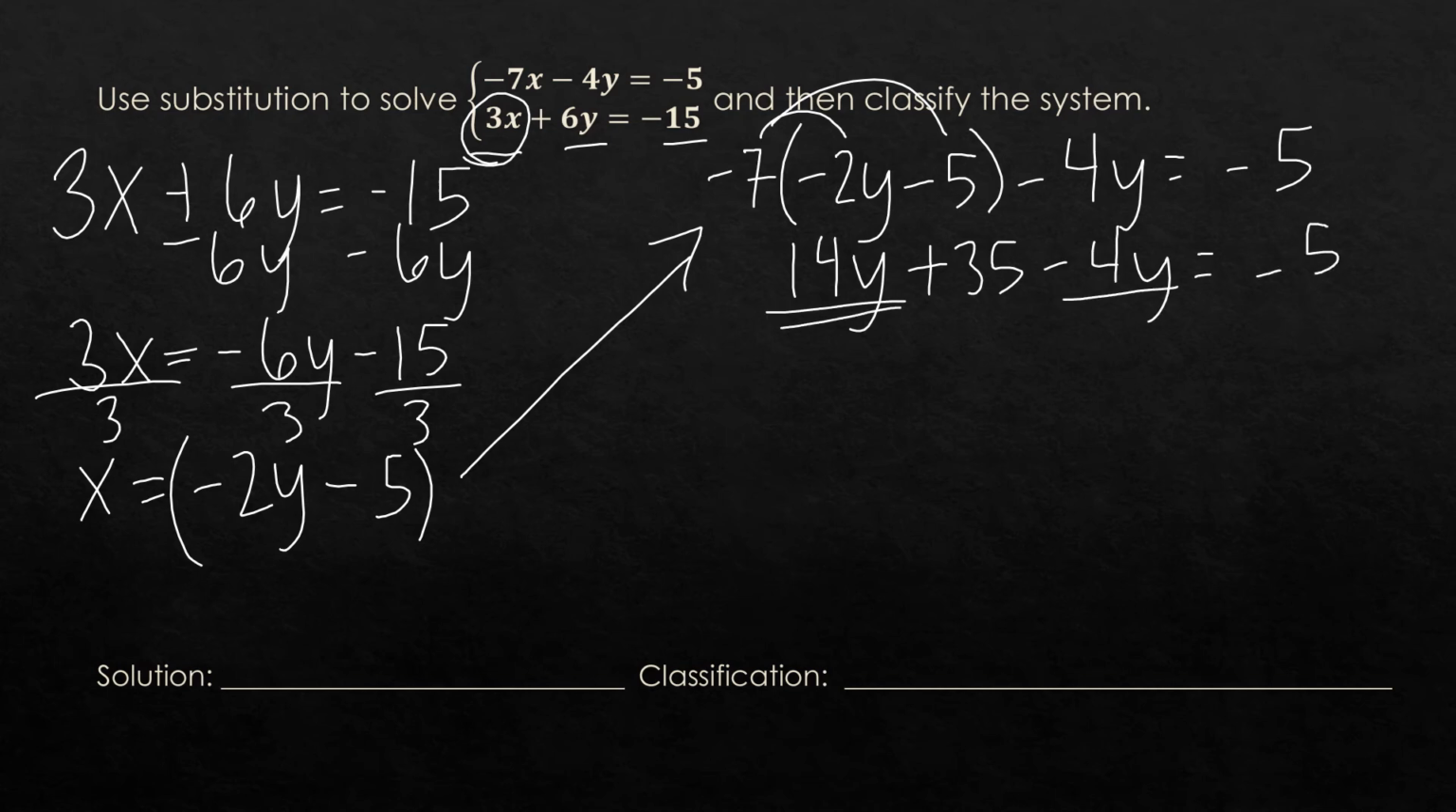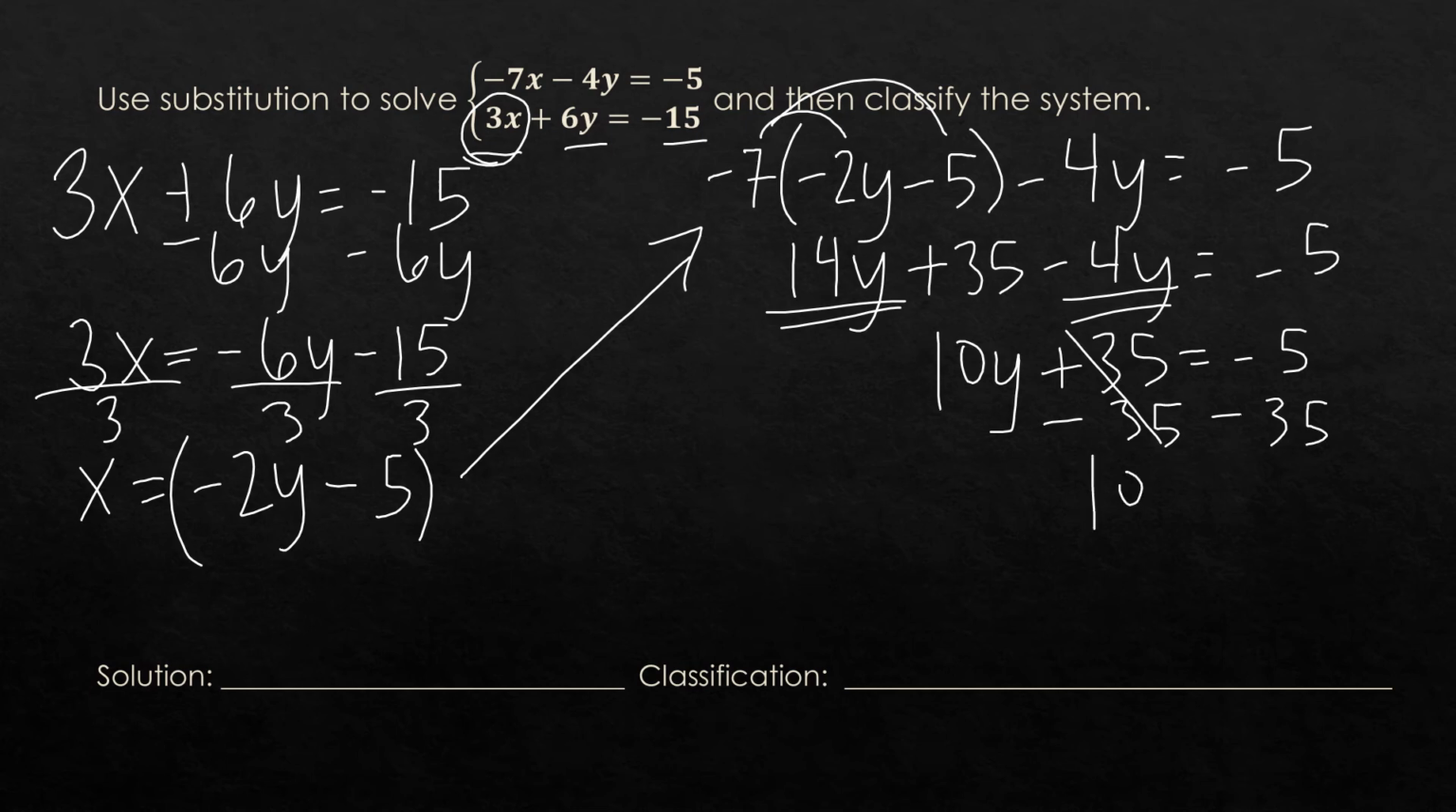Now we can combine like terms. 14 minus 4 is 10. 10y plus 35 equals negative 5, and then move the 35 to the right. 10y equals negative 40, and then divide both sides by 10. So we get y equals negative 4.